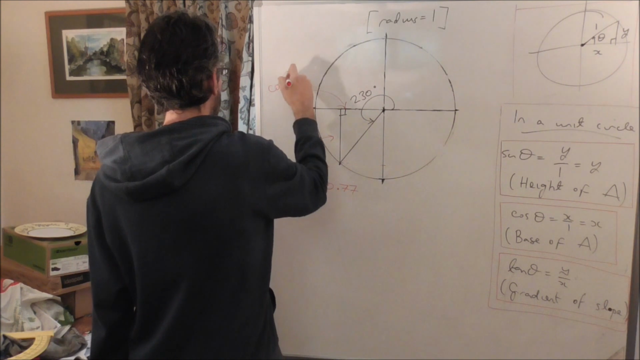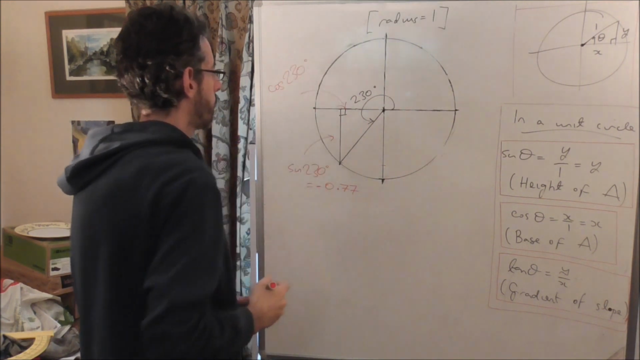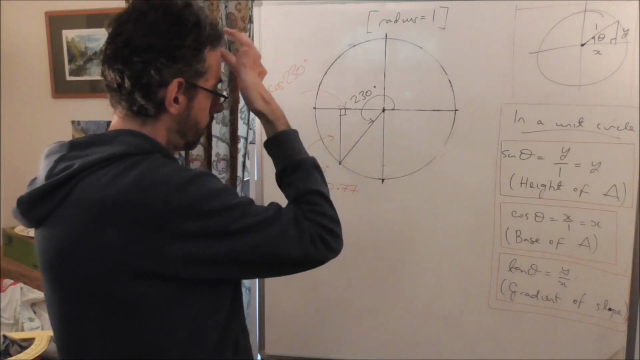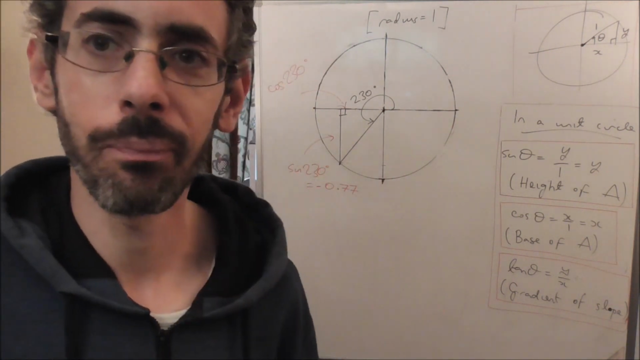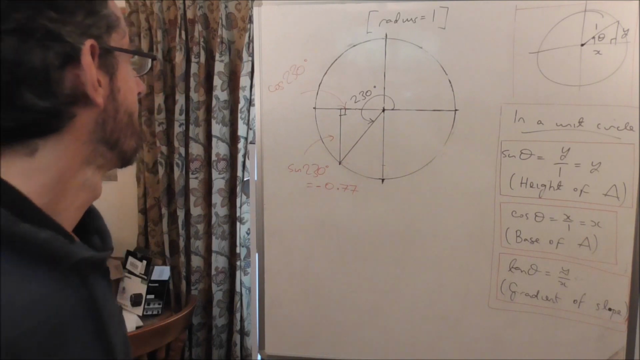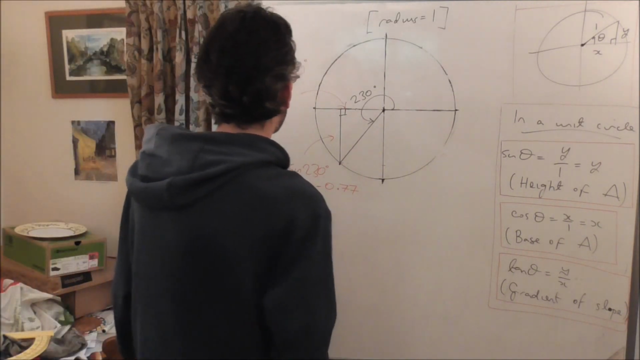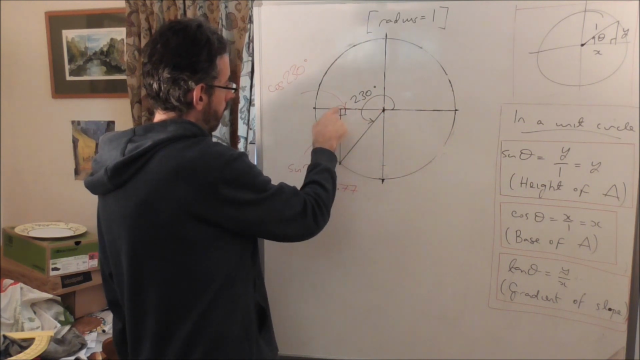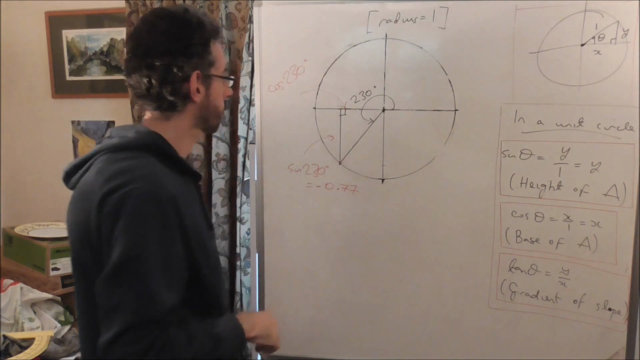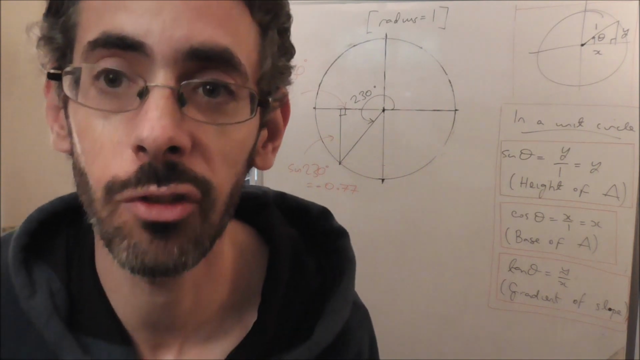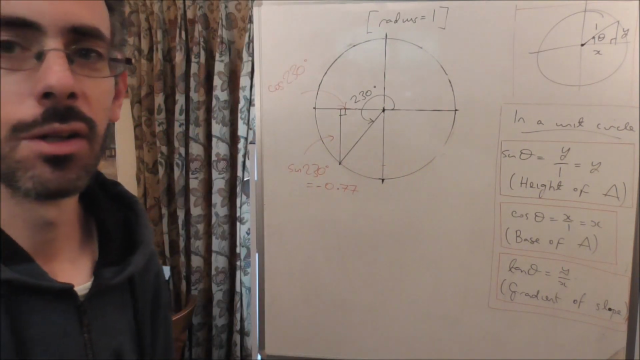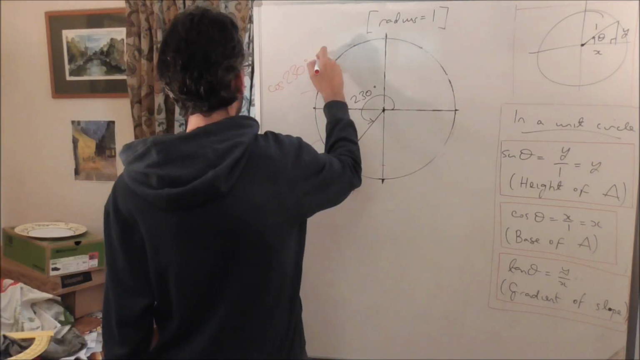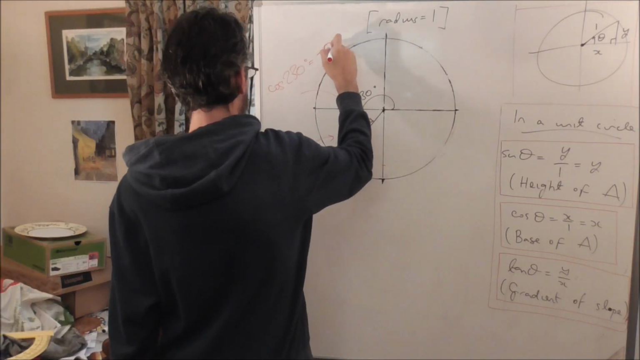This is cos 230. Again, is it going to be positive or negative? Well, this time the base is going to the left. So the cos value is going to be negative again. And you've got to think, well, from here to here is minus 1. So what's the distance from here to here? What's the base length going to be? Maybe about 0.6, 0.7, something like that. I am cheating again because I know the answer. If you do it on the calculator, you get minus 0.64.